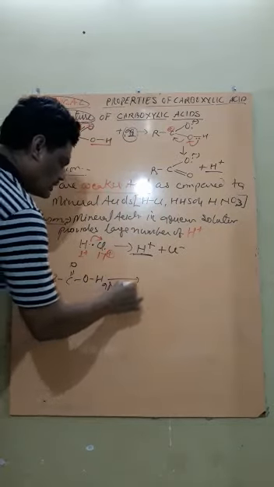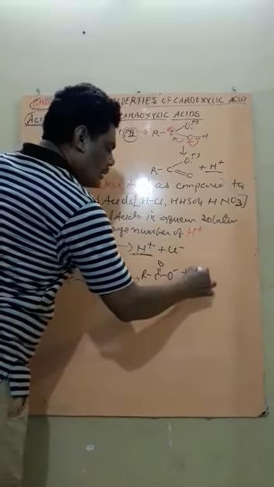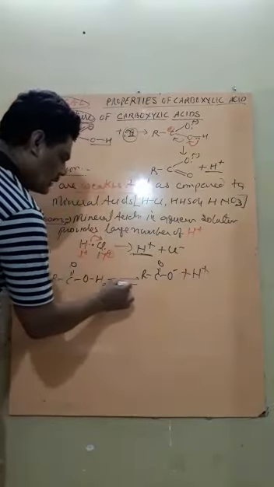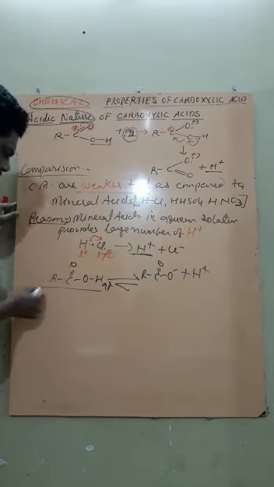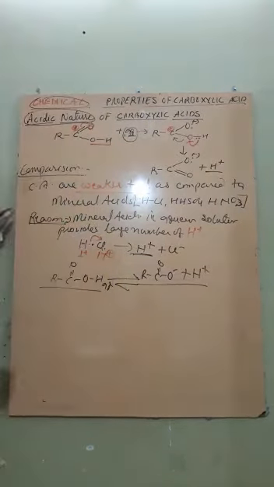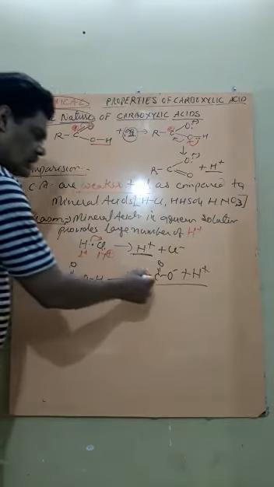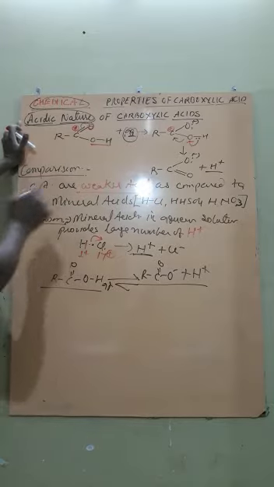Okay, aqueous solution gives RCOO anion plus what? H cation, and there is what? Actually an equilibrium developed between undissociated carboxylic acid and dissociated, that is ions of carboxylate ion and hydrogen cation. Getting? And one more reason is what? Dimerization. Getting? Which we have already discussed.